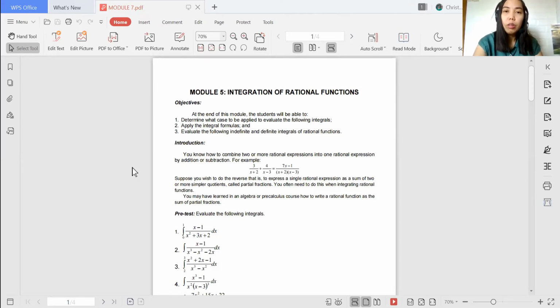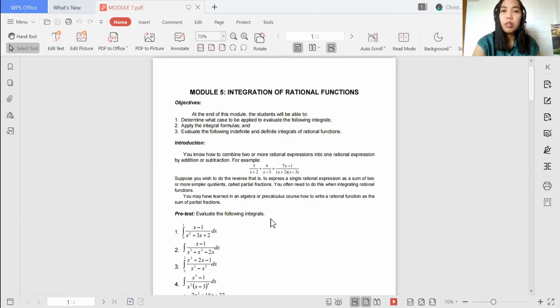And then we could do cross multiplication, 4 multiplied by x plus 2 plus 3 multiplied by x minus 3. When we simplify it, the answer is 7x minus 1. So the operation on rational expressions is like when we perform operations on fractions. So it's just the same. The process is just the same.